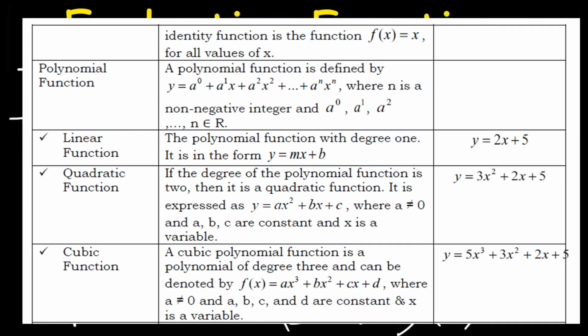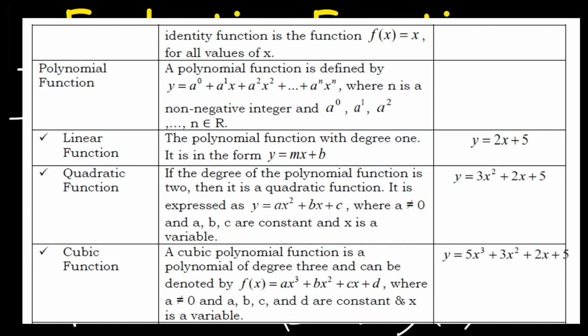Polynomial function. A polynomial function is defined by y is equal to a sub 0 plus a sub 1 x plus a sub 2 x squared plus up to a sub n x raised to n, where n is a non-negative integer, and a sub 0, a sub 1, a sub 2 up to a sub n are elements of real numbers.